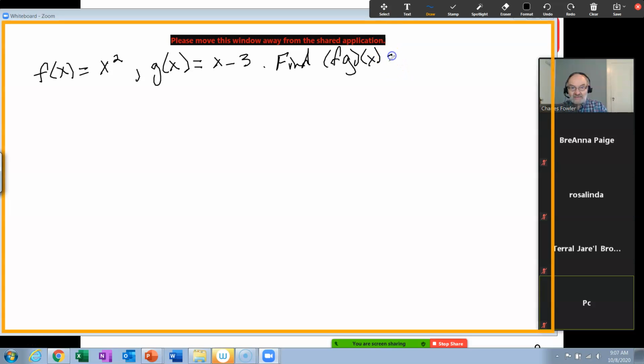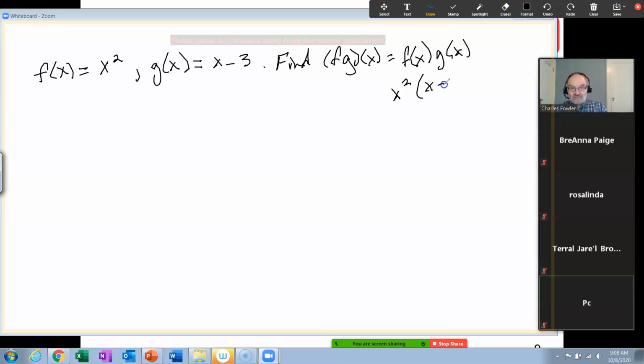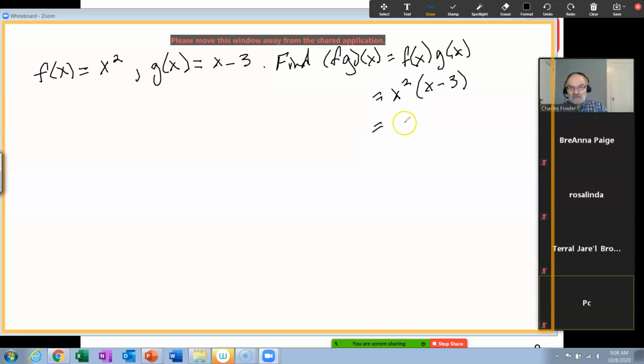Well, we know what that is. That's f of x times g of x. And these are simple polynomials, so that's going to be pretty easy to do. That's going to be x squared, that's your f of x, multiplied by x minus 3, that's your g of x. And to do that operation, you simply distribute. X squared times x is x cubed, and x squared times a minus 3 is minus 3x squared. Done. We found our fg of x.